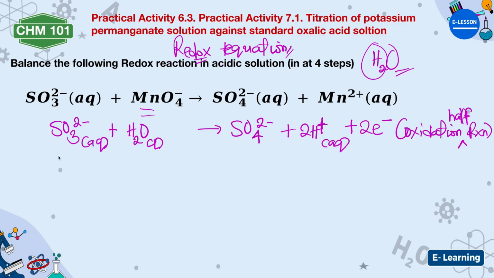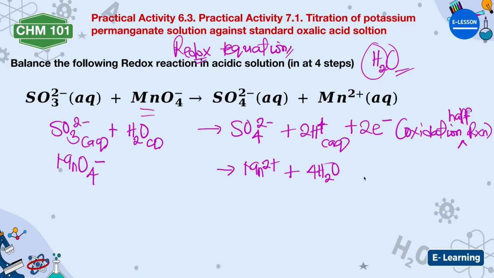Now the next one is the reduction. Let us look at this one. This is MnO4 negative. You give it some space and then you write this Mn2 positive. Now we need to balance. Like I told you, if you look at it very well, the manganese atom here is 1. Manganese atom here is 1. Oxygen here is 4. There is no oxygen at this side. To balance oxygen, we need to add water. We have 4 oxygens here, so we need to add 4 molecules of water at this side.